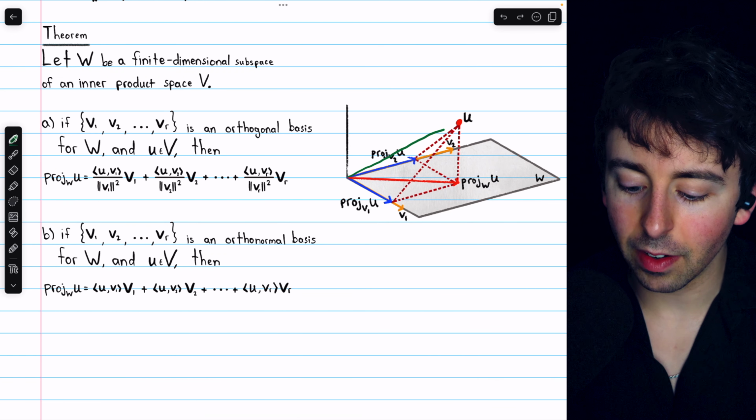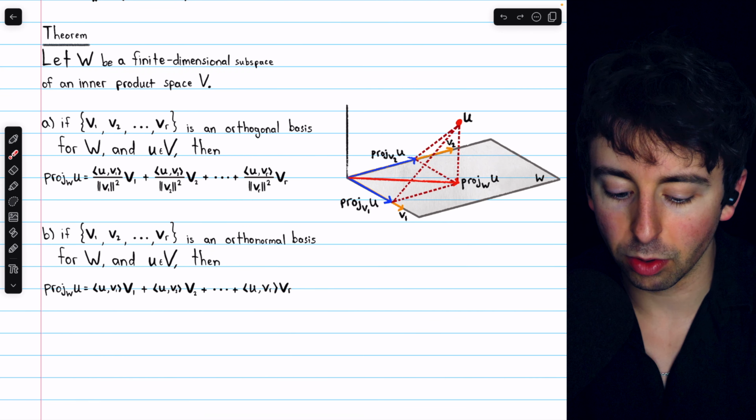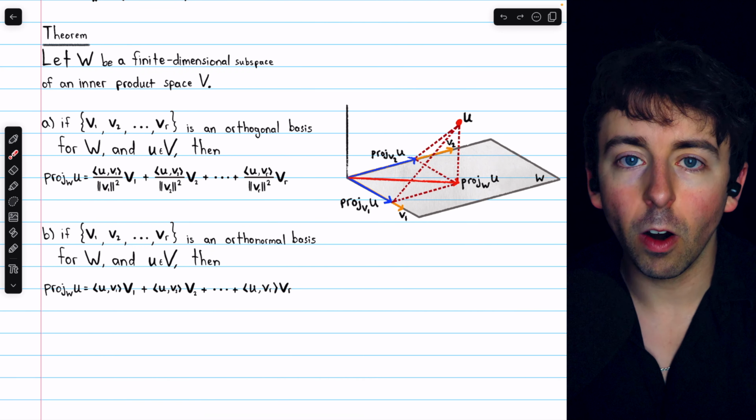We also have this formula for the projection of u onto the subspace W in the case where the basis vectors are orthonormal. In this case, all of those norms from the first formula are equal to 1, and so their squares are 1 as well, and so we don't need to write the denominators, and we just have a product of inner products and basis vectors. Now we'll walk through the proof of this theorem.